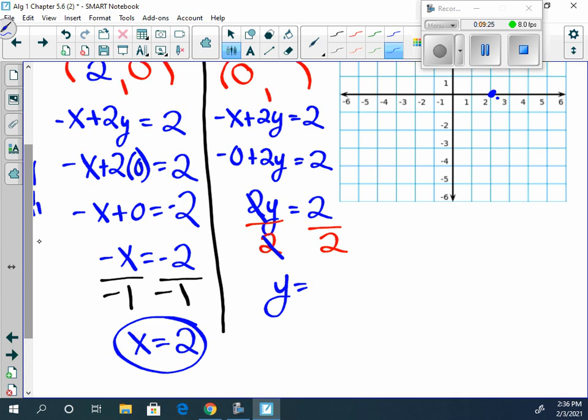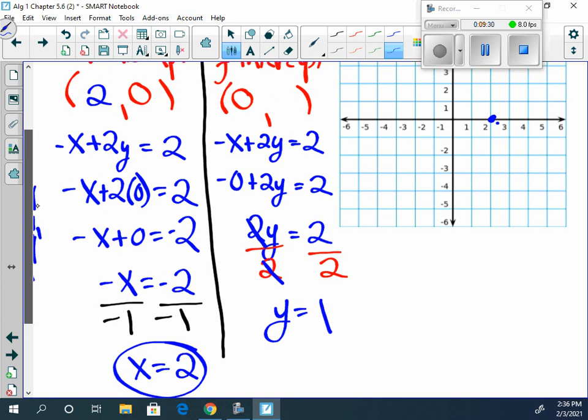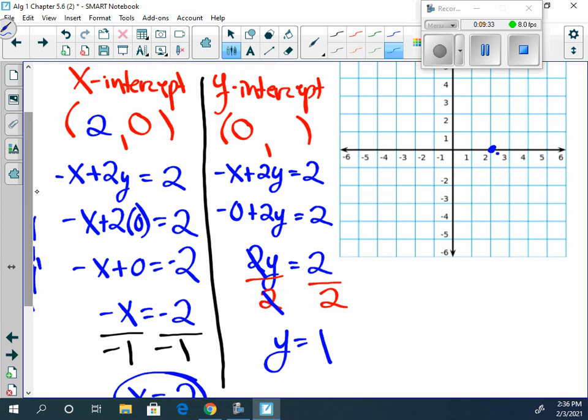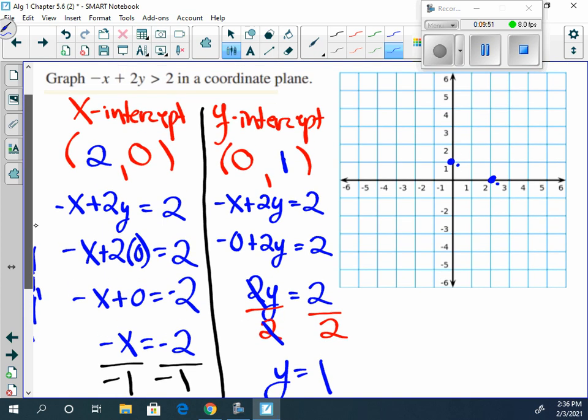They will simplify out, leaving us with just y. And 2 divided by 2 is 1. So the value of y when x is 0 is 1. So we have our other point: 0, 1. 0 on the x, so we go up 1 on the y. Are there any questions on how we found our 2 points so that we can graph this line? Any questions on any of this here? Okay.